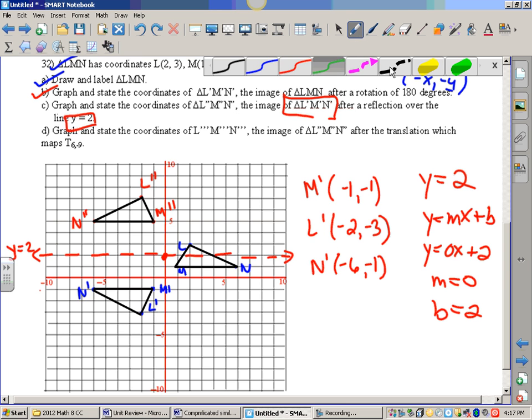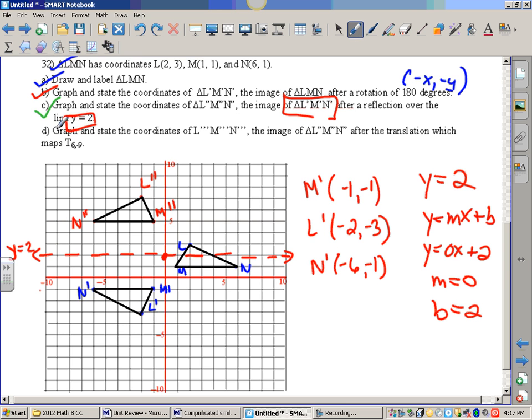So now that that's all set, we've only got one thing left to do. What are we going to do? We're going to graph and state the coordinates of L triple prime, M triple prime, N triple prime, the image of my doubles. So okay, that's why it's so important to label. So we're going to move this guy right here. After a translation which maps 6, -9. Translation means pick it up, move it around. How am I going to do a translation of 6, -9? Well, you're going to go right 6 and then down 9.